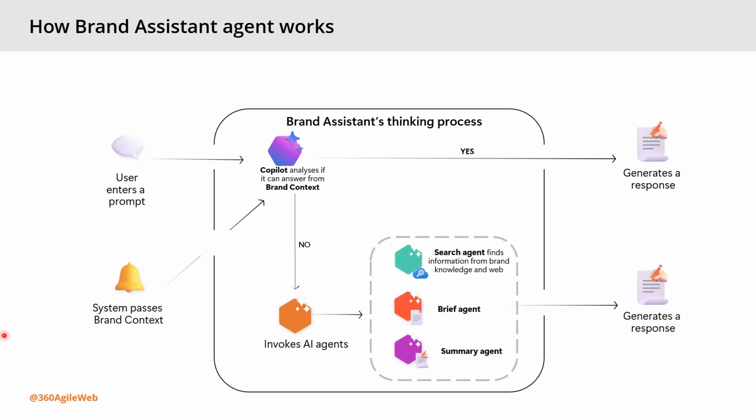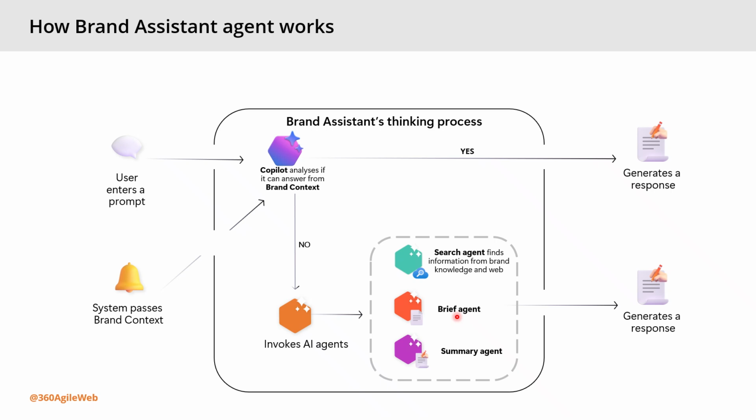Search agent uses tools, as we said earlier in the architecture. It makes use of tools to find information from your brand knowledge or the web search or both. The brief agent shown here is activated only when the user specifically requests to either create a campaign or a creative brief in the prompt.